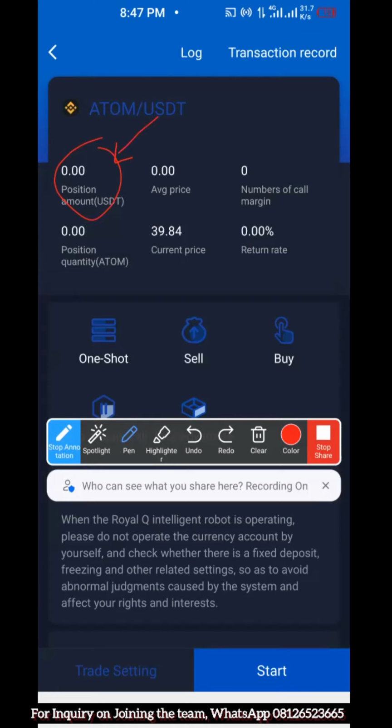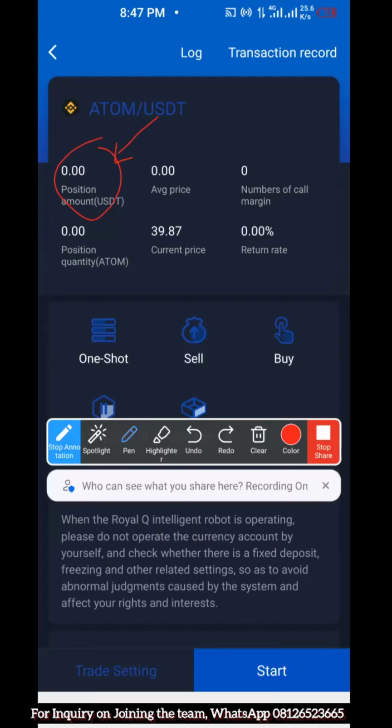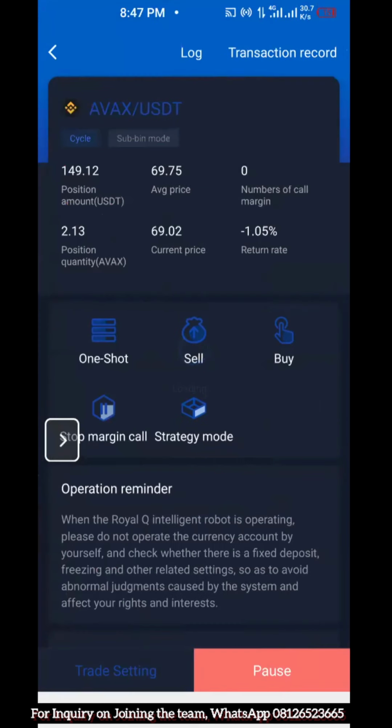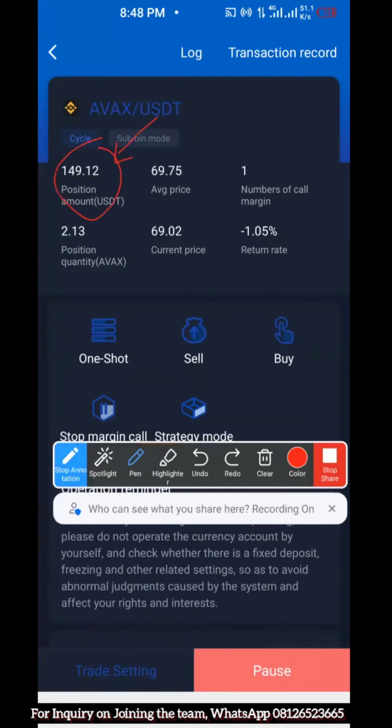But right now, we're not trading anything right now. So there is nothing in my position amount. Then the same thing, average price. Average price just means, okay, you know what we'll do? Let me go to an existing trade. I think that will be better. So just assume it is Atom we're using, and AVAX is not available in the regular version. So I'm using Pro version right now. So let's just look at this. So what this means is I'm currently trading with $149 altogether.